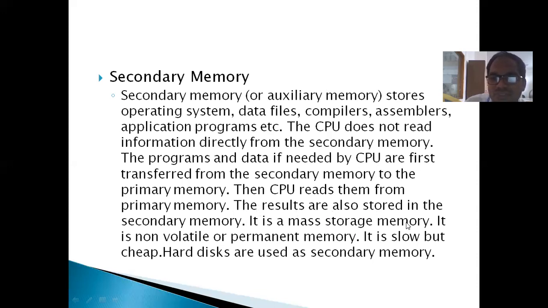It is a mass storage memory. It is a non-volatile or permanent memory. It is slow but cheap. Hard disks are used as a secondary memory. It is a non-volatile memory. What do you mean by non-volatile memory? If you switch off the computer, then also data will be present in the secondary memory. It is slow, but cheap. Hard disks are the examples of the secondary memory.